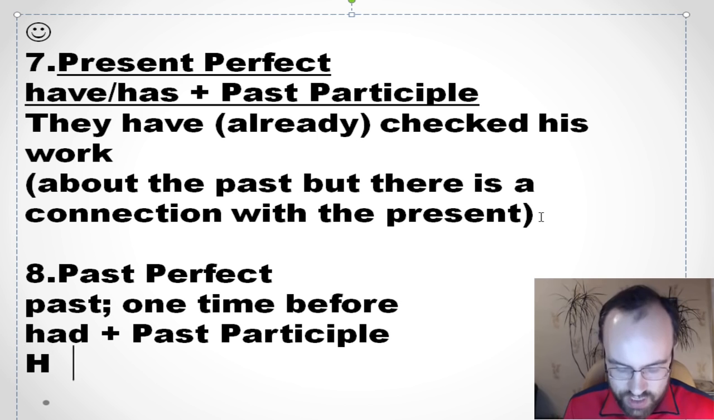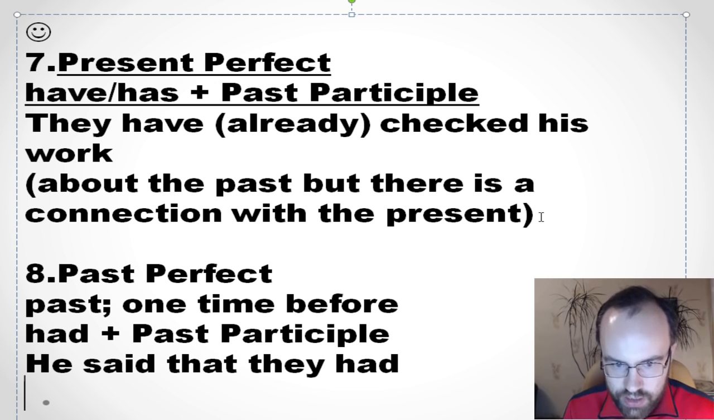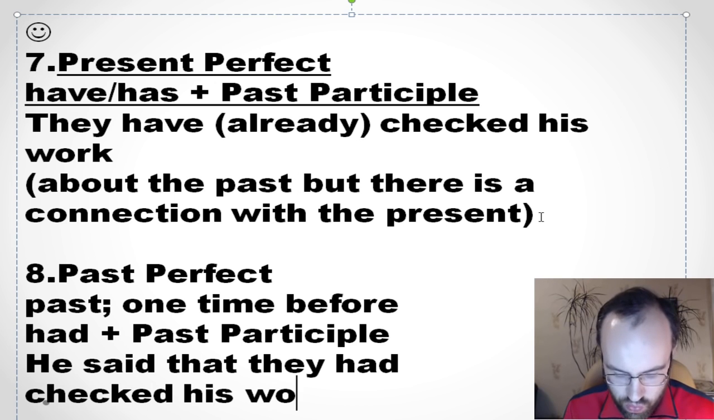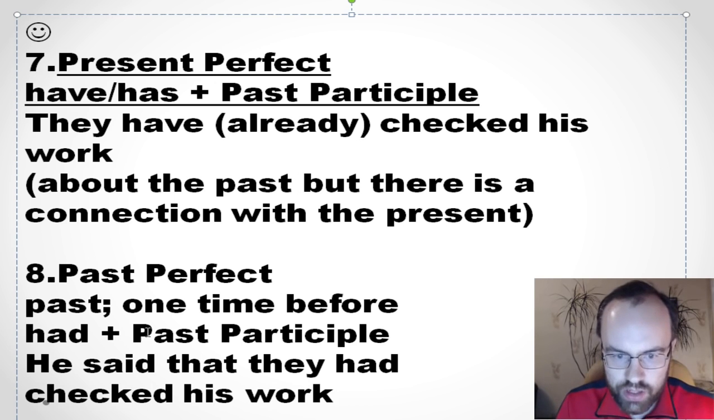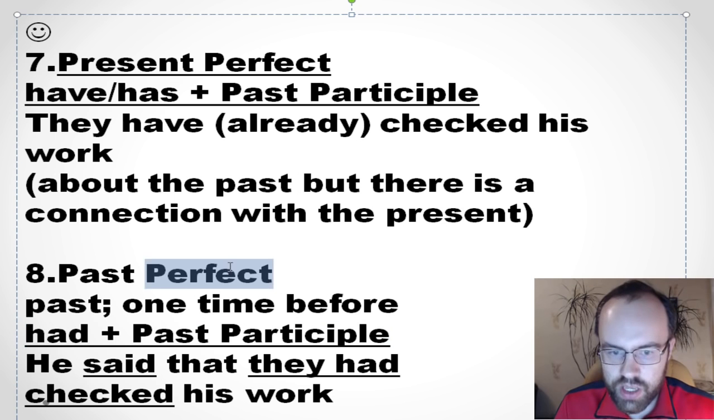So you see, for example, he said that they had checked his work. So he said it's about the past, but had checked happened earlier. And you say had plus past participle. So checked, it's a past participle. Okay, past perfect. Okay, very good, my friends.